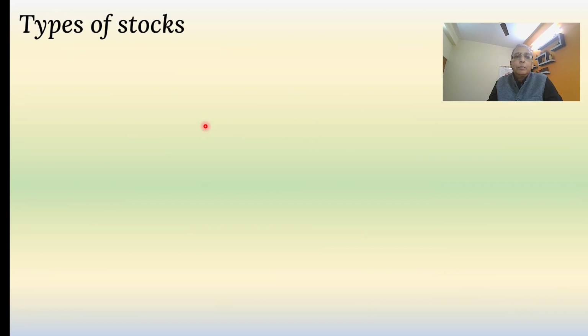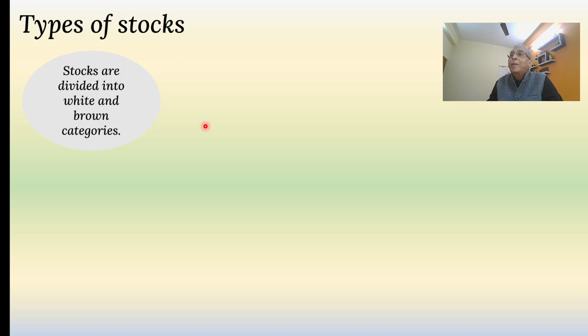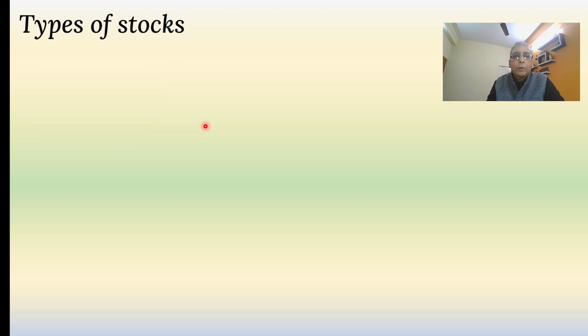Next, types of stock. Very simple. Stocks are divided into white and brown categories. There are no other types of stock. That means it is divided from the color point of view. One is a white colored stock, the other one is a brown colored stock. So these are the two major categories.